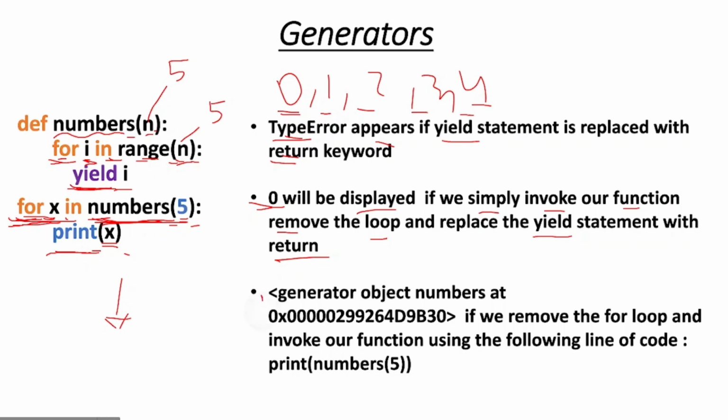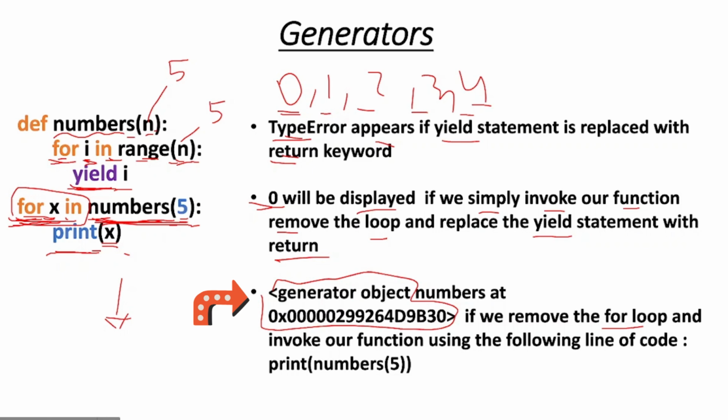Now the following line of code will be displayed in our console if we remove the for loop. So if we are to remove the specific for loop and just invoke our function the following way. So this is how the yield statement is utilized inside our function.